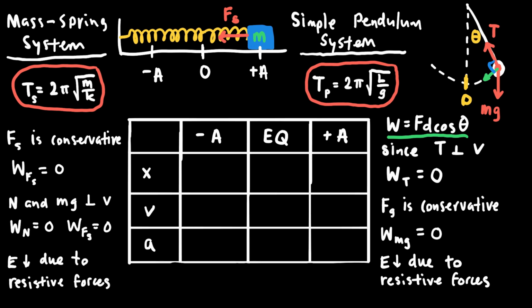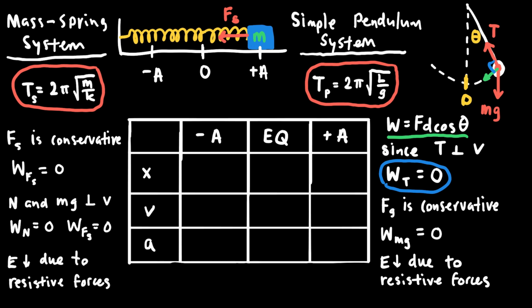For that reason, F and D are 90 degrees apart, and the cosine of 90 is 0. So for that reason, the work done by the tension force is always 0. And if the work done by the tension force is 0, that means the tension cannot change the energy of the object.